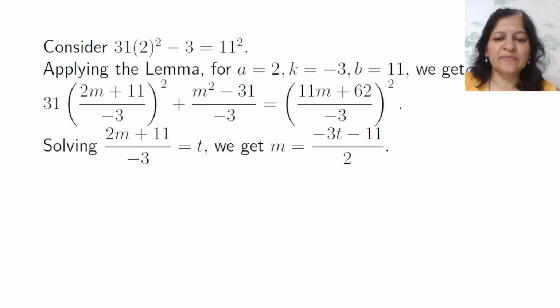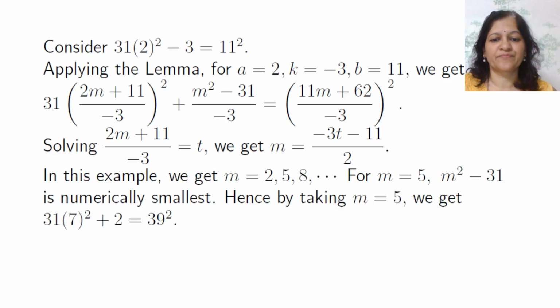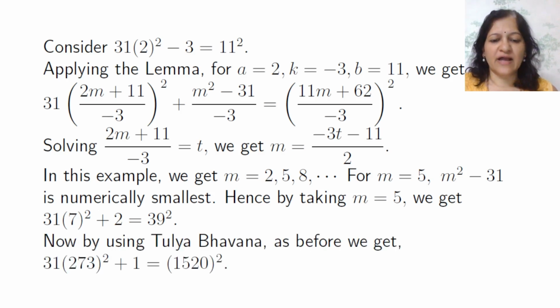Then by similar steps we get, for m equal to 5, m square minus 31 is numerically smallest. Hence we get 31x square plus 2 equal to y square, and now the constant is 2, so we can use Tulya Bhavana as before and we get the same solution: 31 into 273 bracket square plus 1 equal to 1520 bracket square.